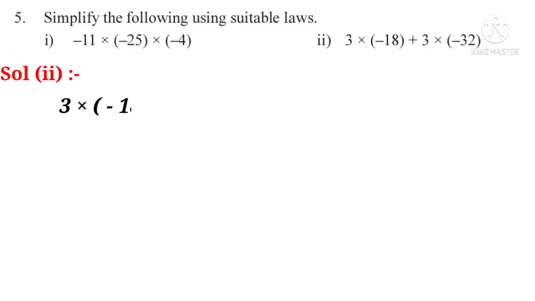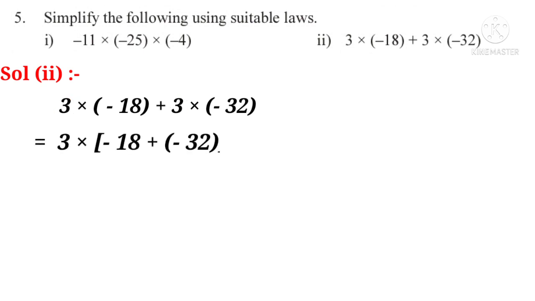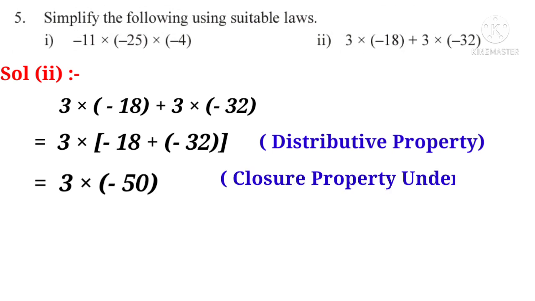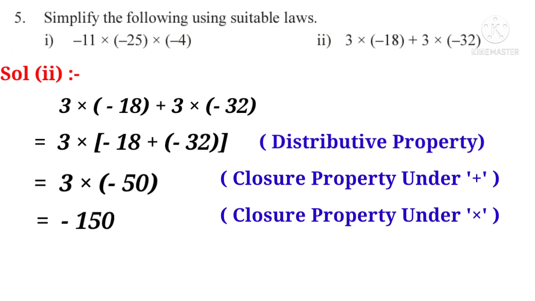Now solution 2. 3 into minus 18 plus 3 into minus 32. Here observe that 3 is common in both the products. So 3 into is taken outside. So 3 into in bracket put minus 18 plus minus 32 using the distributive property. Now 3 into in bracket, two negative integers. The sum of two negative integers is again a negative integer. Minus 18 minus 32 gives minus 50 using the closure property under addition. Now 3 into minus 50 is minus 150 using the closure property under multiplication.